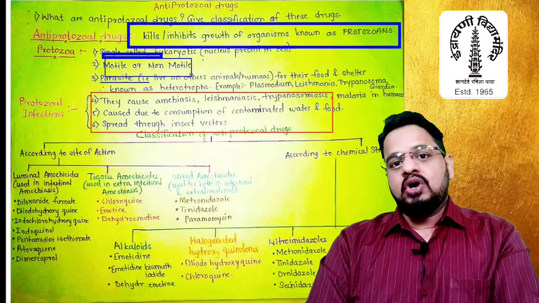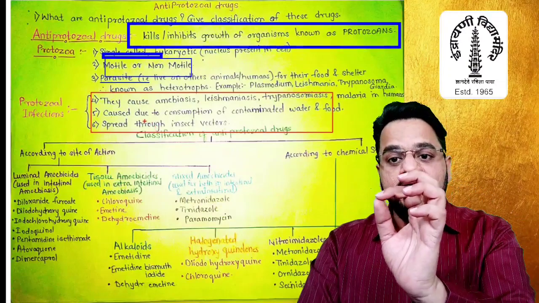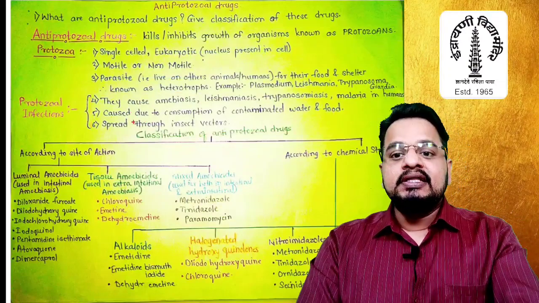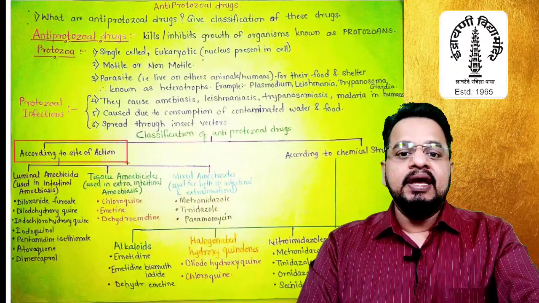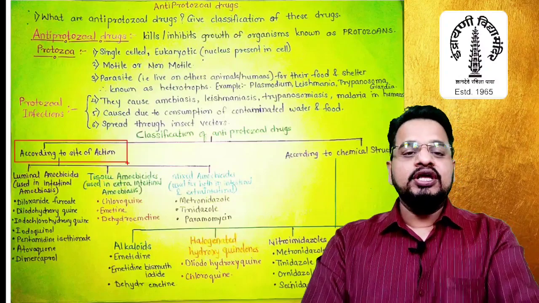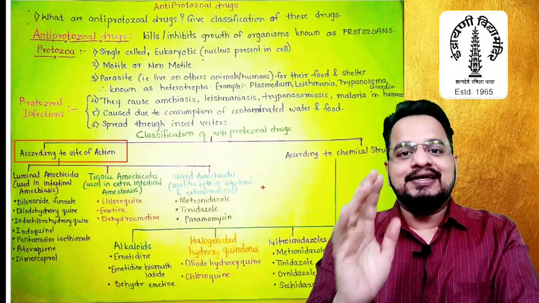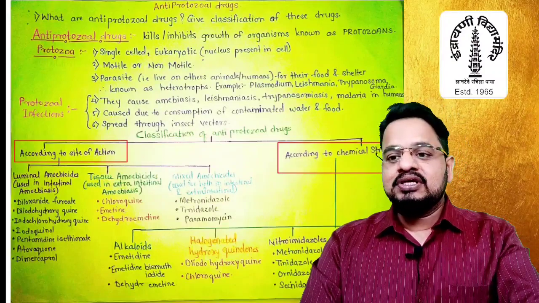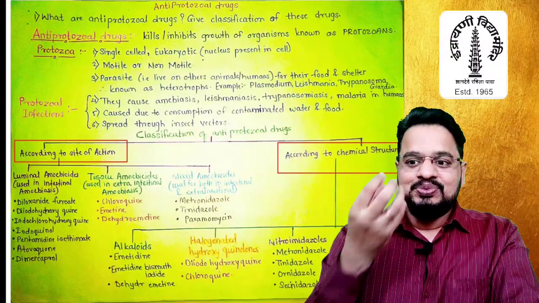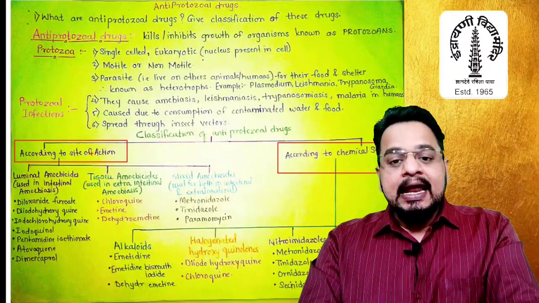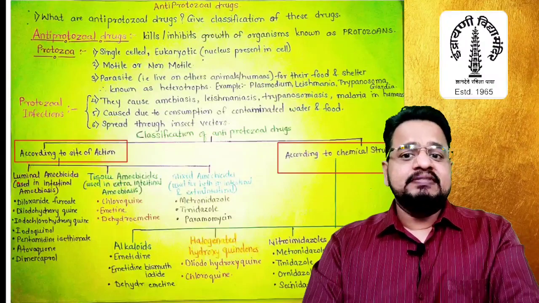Now, classification of the anti-protozoal drugs. So first we will begin with the classification of anti-protozoal drugs. The classification we can make into two things: one is according to the site of action, where these anti-protozoal drugs are going to act. And of course the second is according to the chemical structure, that is, the chemical moiety which is present in it. Now coming to the first one, that is, according to the site of action.